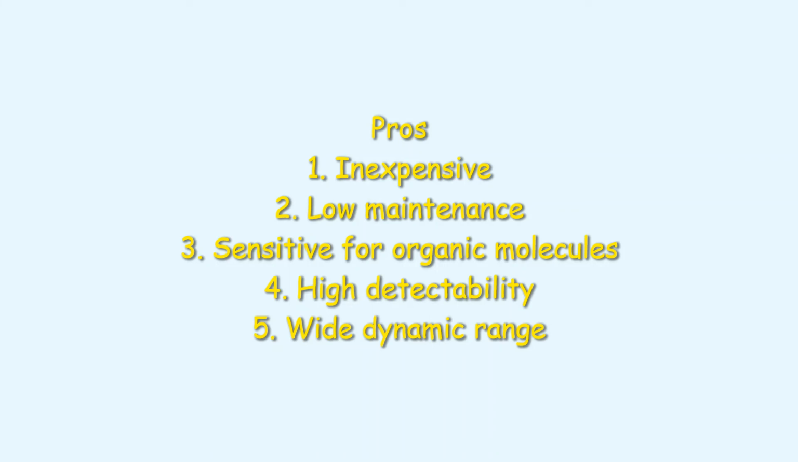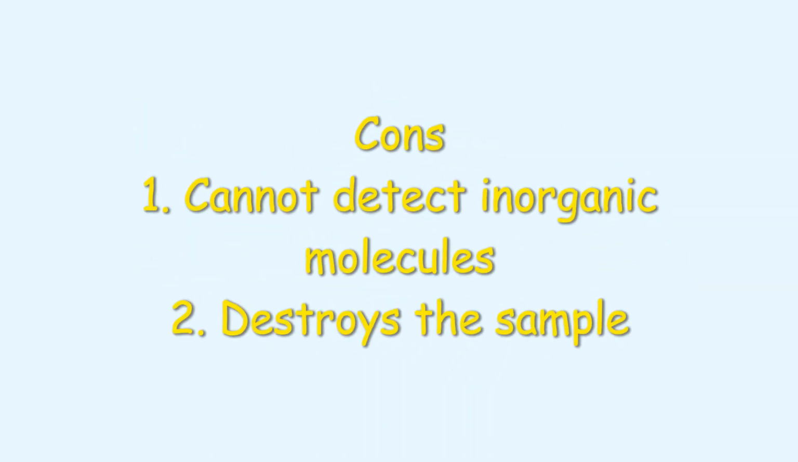The pros of the flame ionization detector are it's relatively cheap to acquire and operate, requires low maintenance, is sensitive for organic molecules, has high detectability, and has a wide dynamic range. The cons of the flame ionization detector are it cannot be used to detect inorganic molecules, and it destroys the sample during the combustion step.